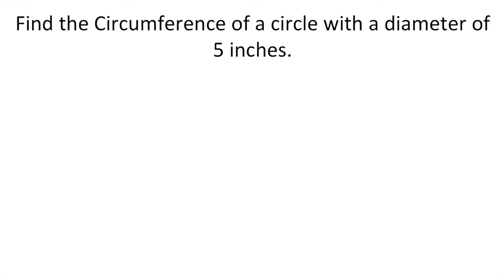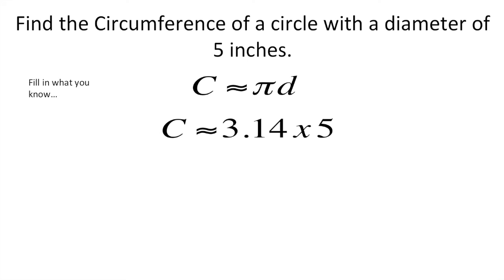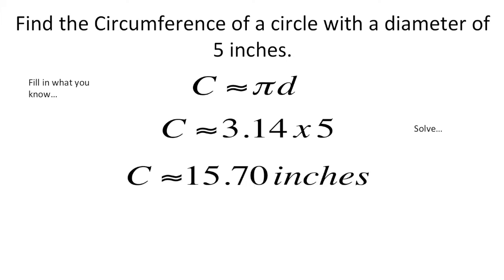Now, let's do some examples. Find the circumference of a circle with a diameter of 5 inches. Now, the first thing you always want to do is start with the formula. All right, and then I want to fill in what I know. I'm looking for the circumference, so I don't know that. But what I do know is that pi equals 3.14 and the diameter equals 5. So I just rewrite the formula, filling in everything I know. And now once I've done that, it's just a matter of solving it. So when I do 3.14 times 5, I'm going to get the circumference is approximately equal to 15.70 inches.